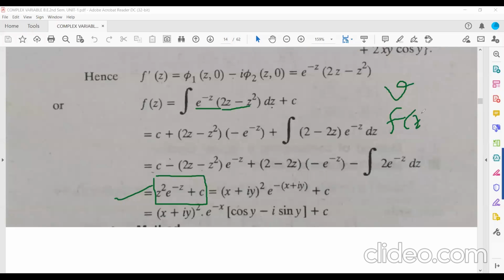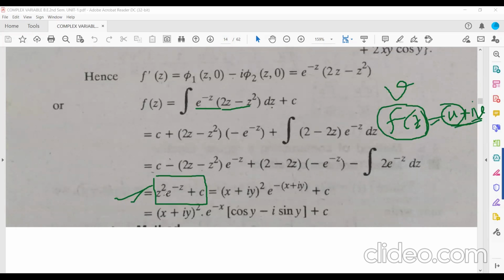f z is always of the form u plus i v. It is of the form u plus i v. So u you already know because u is already given. Now f z in terms of z, using this method, you have already got here. Now to get v, try to write this f z in terms of u and v.